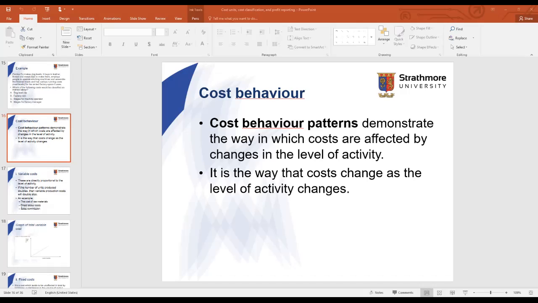If, for example, you are a retailer, you are not producing, so you may want to estimate what happens if you have to sell more units. Activity can be anything, either the units you're selling or the units you're producing. How will the cost behave if we increase the number of units we are selling or producing? We are trying to identify the patterns that the cost will follow in line with the units of production or sales that we are making.